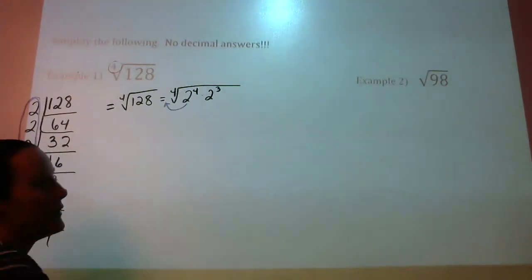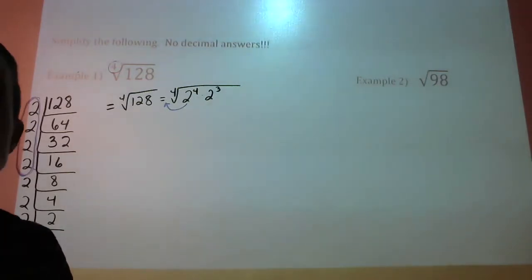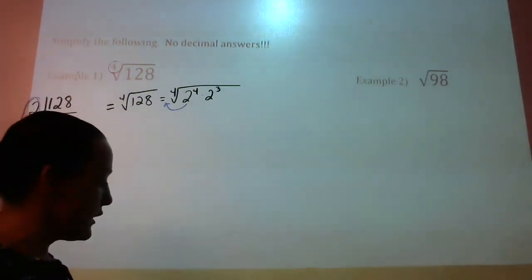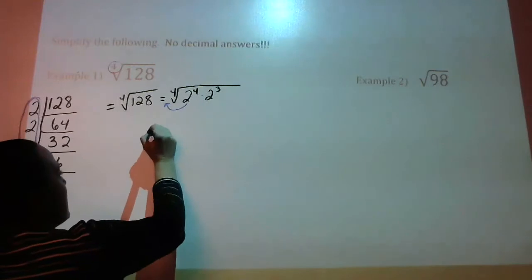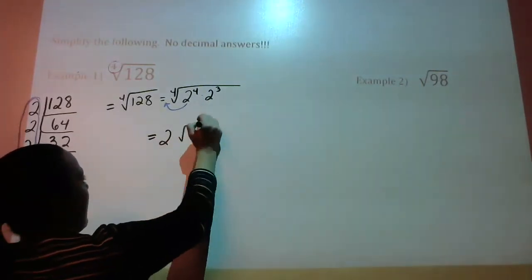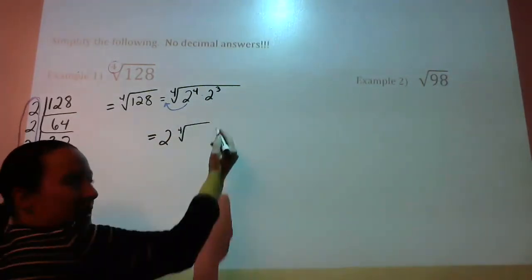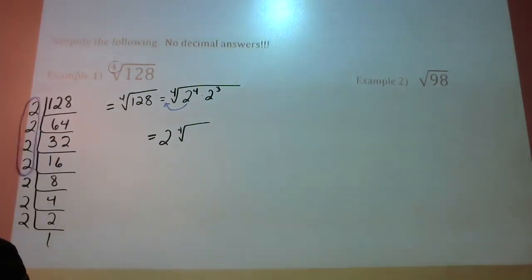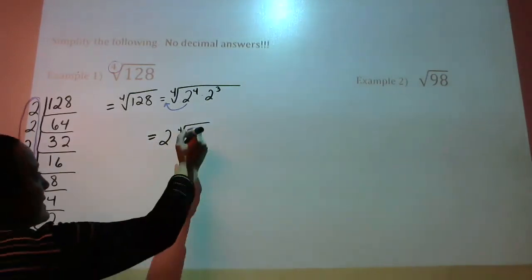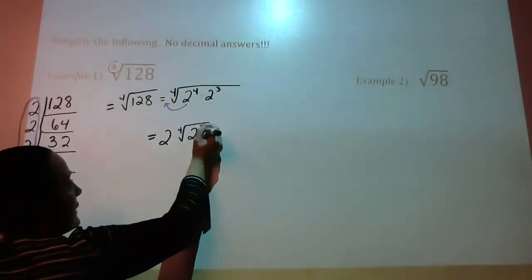gets to leave jail. It's like a get out of jail free card, okay? It gets to leave the radical sign. And so what that means is I have a 2 now on the outside, but does this guy get to leave? No, because what's 3 divided by 4? Is that a nice number? No, it's a fraction. So this doesn't get to leave. This does not cancel out that.